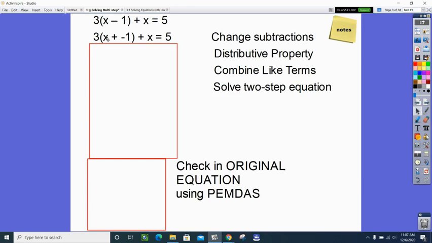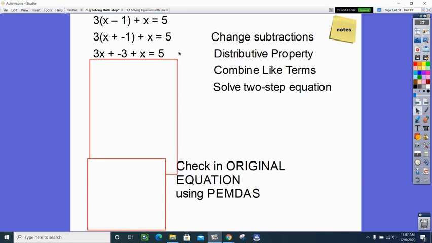3 times the x, write it down, plus 3 times the negative 1. Write it down. And the x out here doesn't get that 3 because he's not part of the group. So you just write plus x equals 5. So there it is after I do the distributive property.